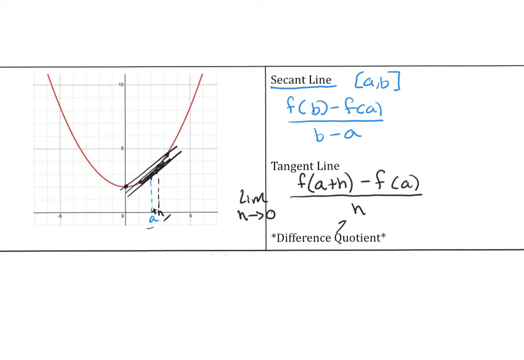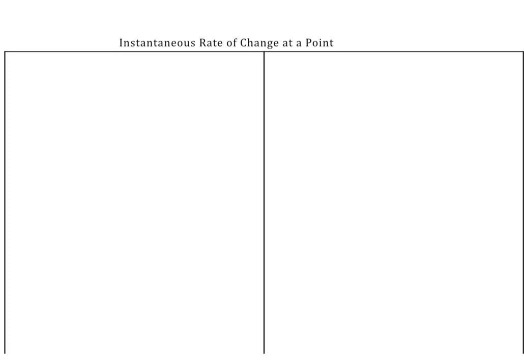And as you can see, I can't just plug in 0 to my denominator, so we have to do a little bit of work. And we're going to do that in a couple examples in just a second. And then on your notes, I just wrote difference quotient just because that is what these are called. We've got a difference and a quotient.